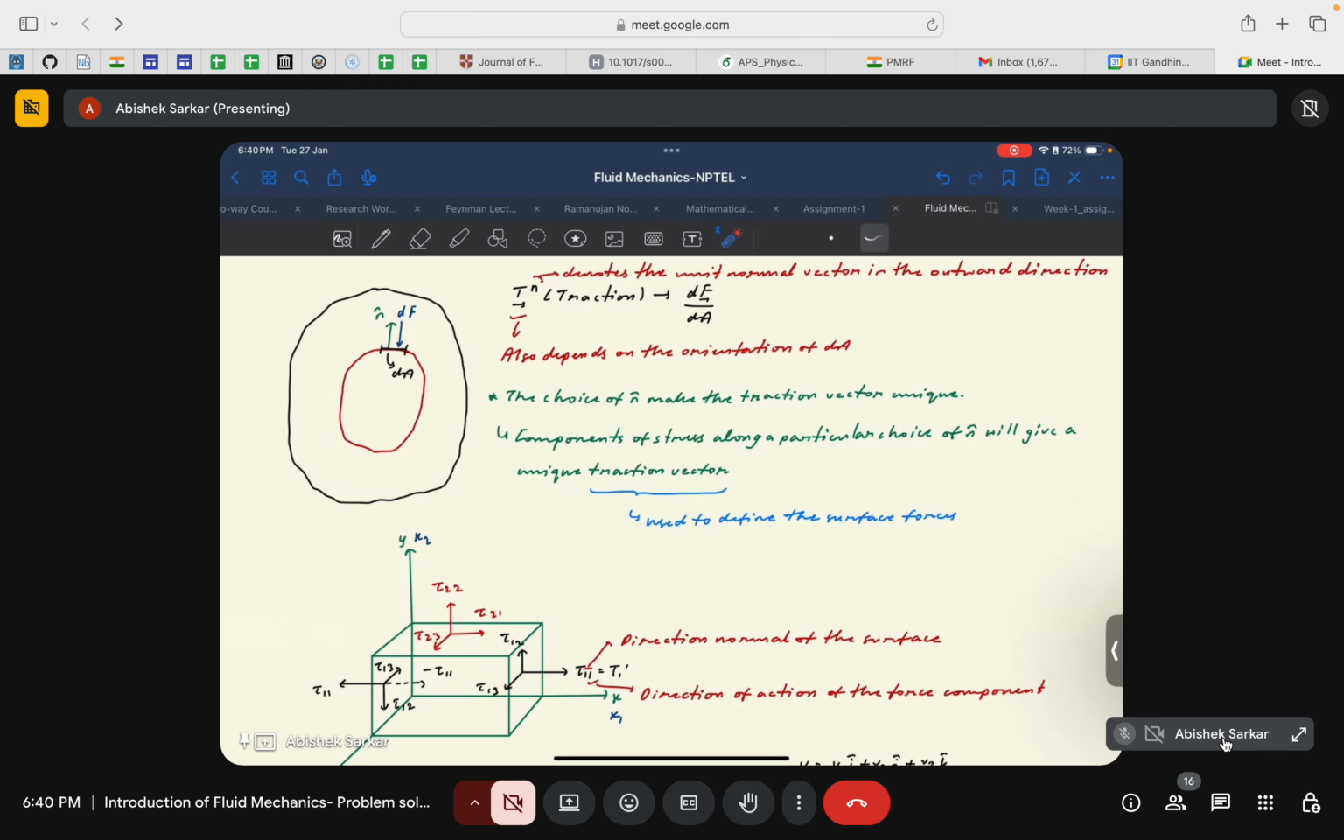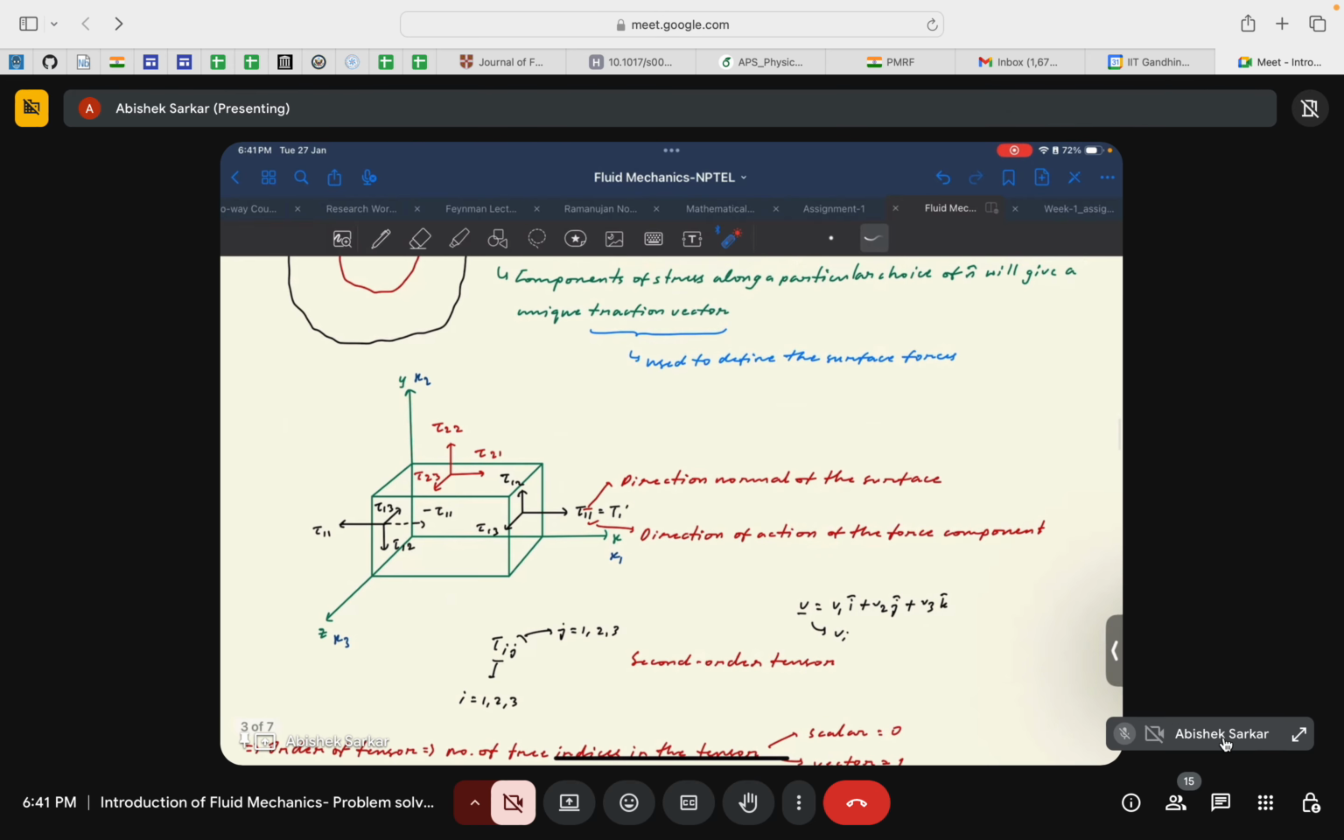Because in the case of fluid elements, as I already mentioned, it is not only the normal stresses, that is pressure, that act, but the shear stresses as well. Shear stresses will also impart some effect on the net force that acts on a fluid element. That is why, in order to take into account all these forces along a particular direction, we take the help of the traction vector.